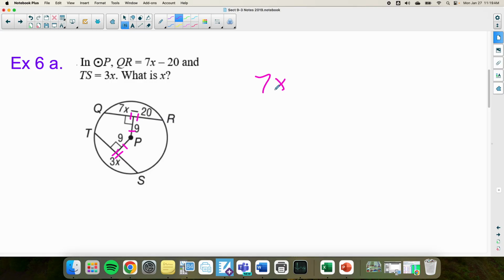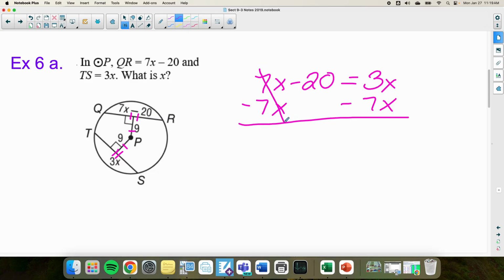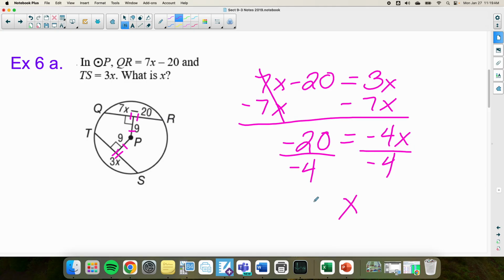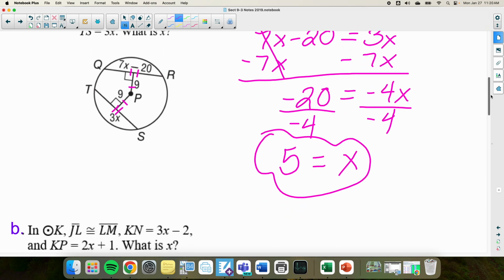So I would just go 7x minus 20 equals 3x. Now I'm going to bring that 7x over by subtracting it. And I get that negative 20 is negative 4x. Divide by negative 4. And x is 5. Okay? Then that is our x, so that is our answer.